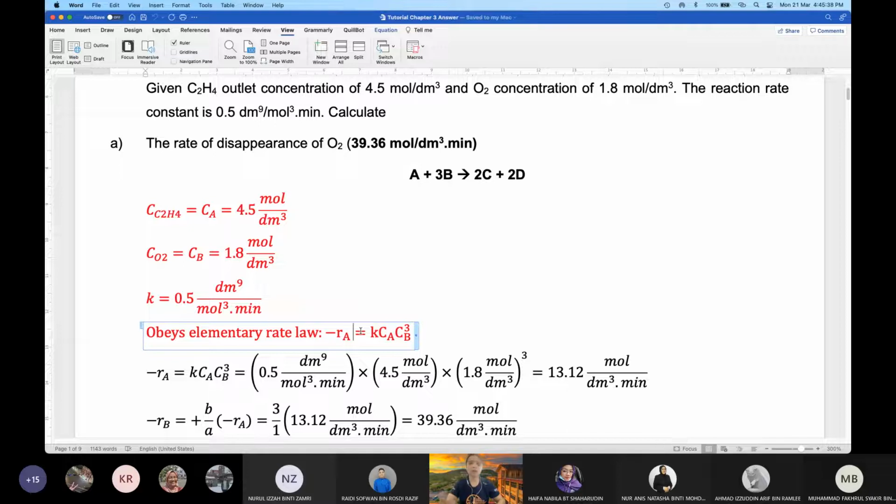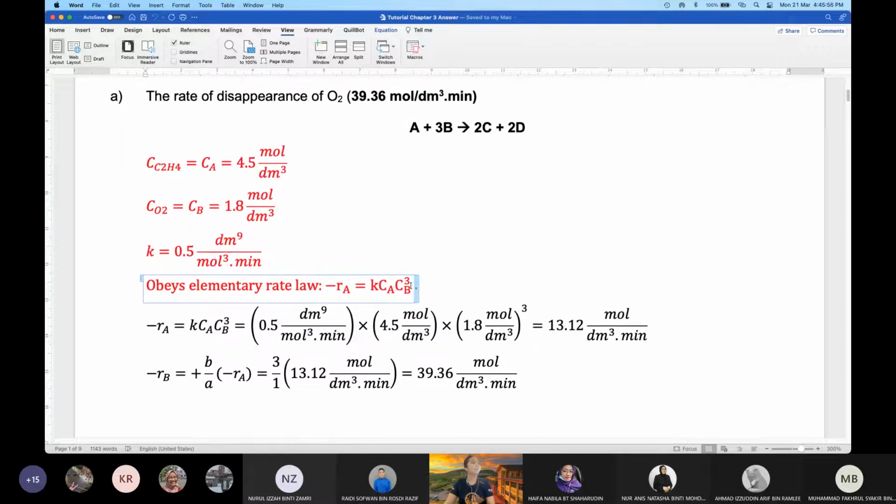Okay, so if you wonder why, because the rate law ni, yang rate law punya hukum ni, the law says this is to find for minus RA. So kamu kena cari minus RA dulu, then baru kamu boleh cari rate for other species. Okay. So first what we do, kita cari dulu minus RA. So minus RA, you already know the rate law.